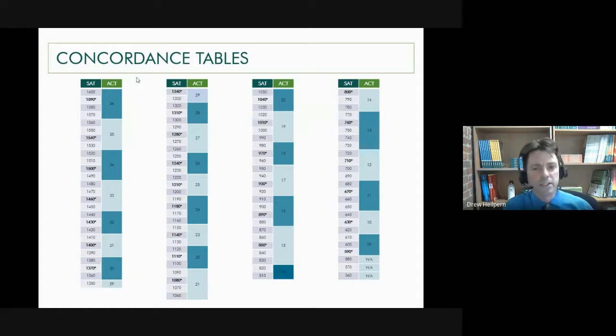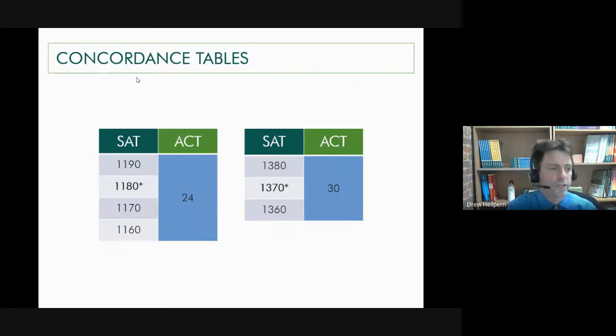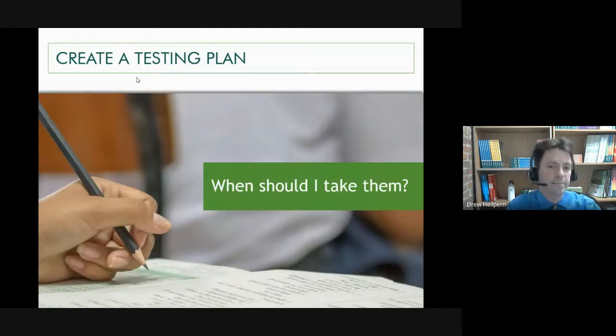And I know this is a little bit small, so I'm just going to blow up part of the chart here just to orient us. But a 24 out of 36 on the ACT is the equivalent to about an 1180 out of 1600 on the SAT. And then 30 out of 36 on the ACT is the equivalent to about a 1370 out of 1600 on the SAT. So then in terms of when to take them.